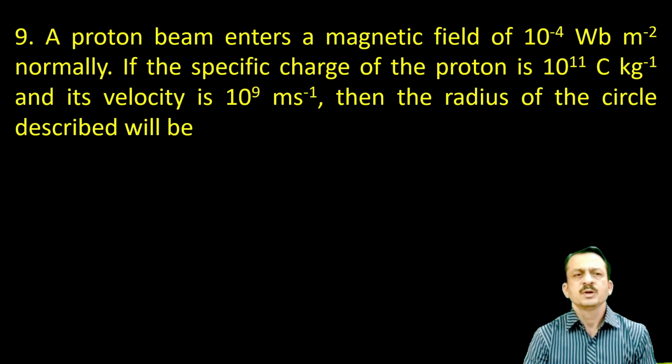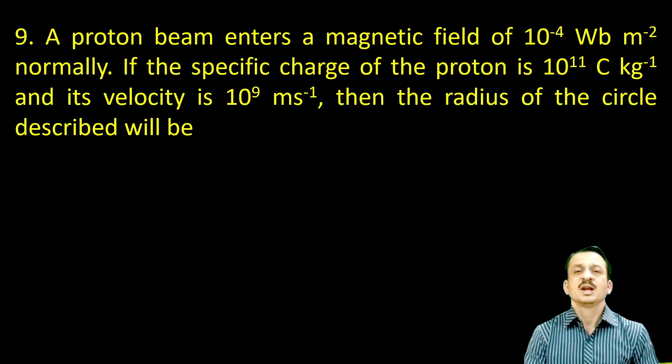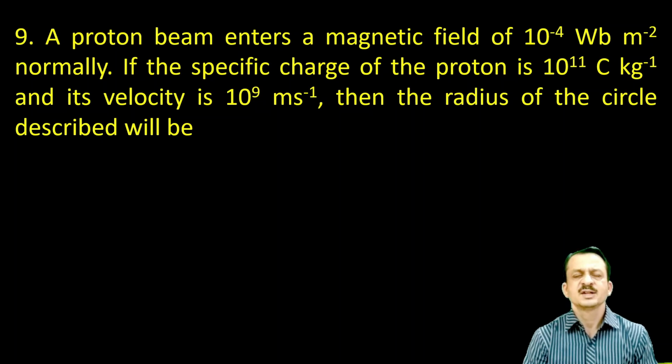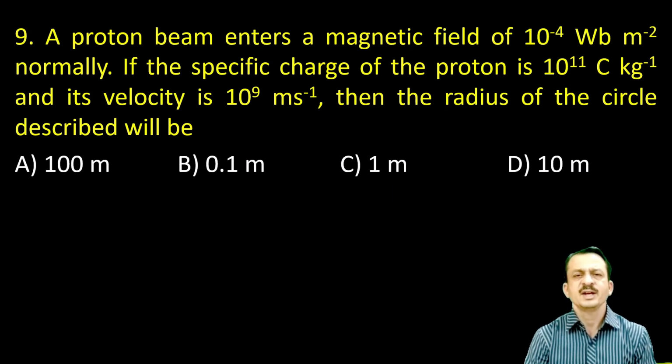A proton beam enters a magnetic field of 10 to minus 4 Weber per meter square normally. If the specific charge of the proton is 10 to 11, this is very important, specific charge 10 to 11 coulomb per kg, and its velocity is 10 to 9 meter per second, then the radius of the circle described will be, look at the options, A 100 meter, B 0.1 meter, C 1 meter, D 10 meter.